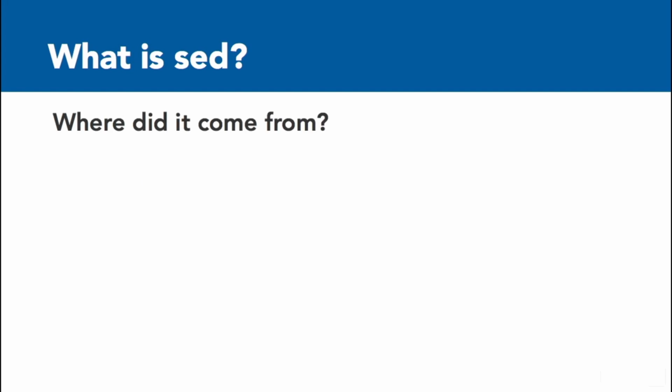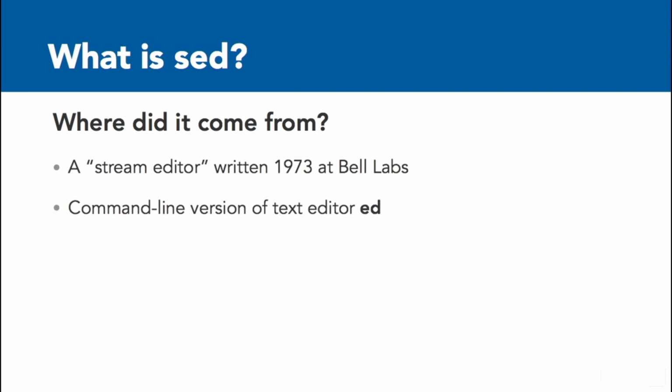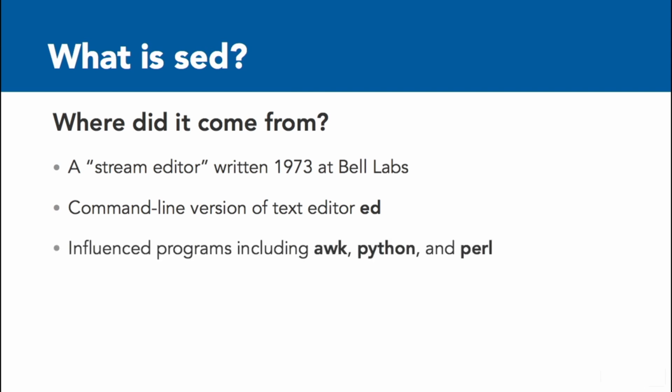As to where did it come from, SED, the name is short for Stream Editor, was first built back in 1973 by Lee E. McMahon at Bell Labs as a command line version of the interactive text editor, ED. Like grep, SED was designed to make some of the text editing capabilities of ED available for use on the command line and in shell scripts. SED's syntax and its use of regular expressions have influenced many later programs, including awk, Python, and Perl.